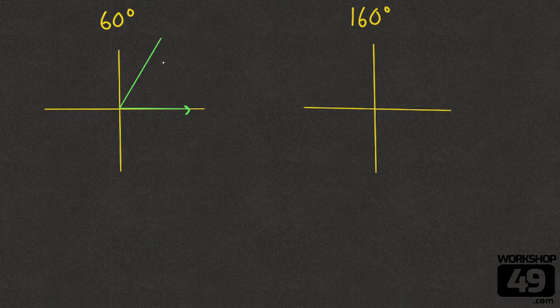Straight diagonal would have been 45 degrees. We can feel fairly comfortable that this is about a 60-degree guess. Let's do the same thing for 160 degrees.